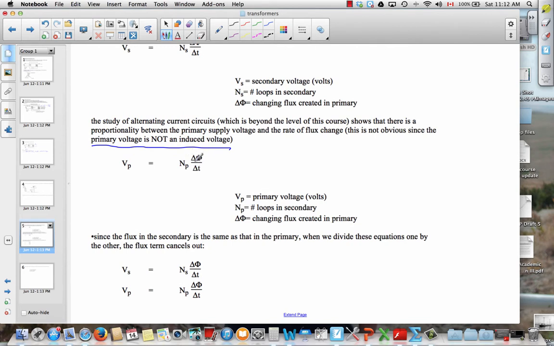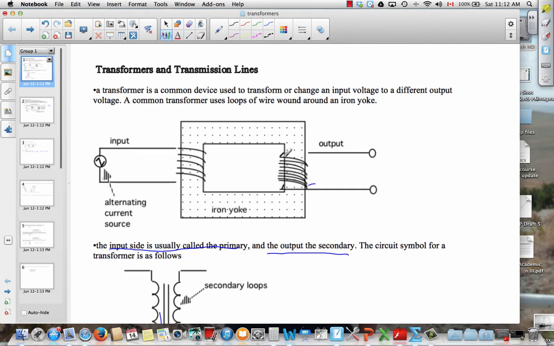Now, the good news is that because of the magnetic circuit, the flux changes are the same in both the primary and secondary side, so that if we take ratios, those cancel out. And what we end up showing is that the voltage is directly proportional to the number of loops of wire. So if you want more output voltage, you simply add more loops of wire on this side. That's called a step-up transformer. If you want the output voltage to be smaller, you just put fewer loops on this side than there are on the input side, or primary.